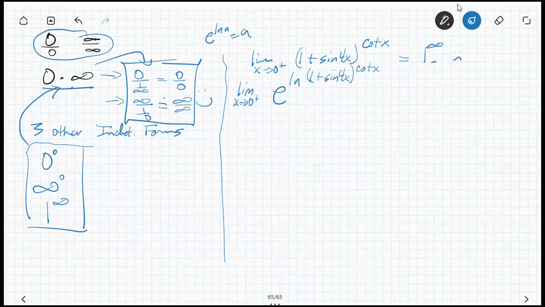So the trick is to take the natural log of this term so that I can stick the exponent out in front as a coefficient. But I can't just take the natural log because that completely changes the limit. So what I do is I take e to the natural log of the thingy-dingy.